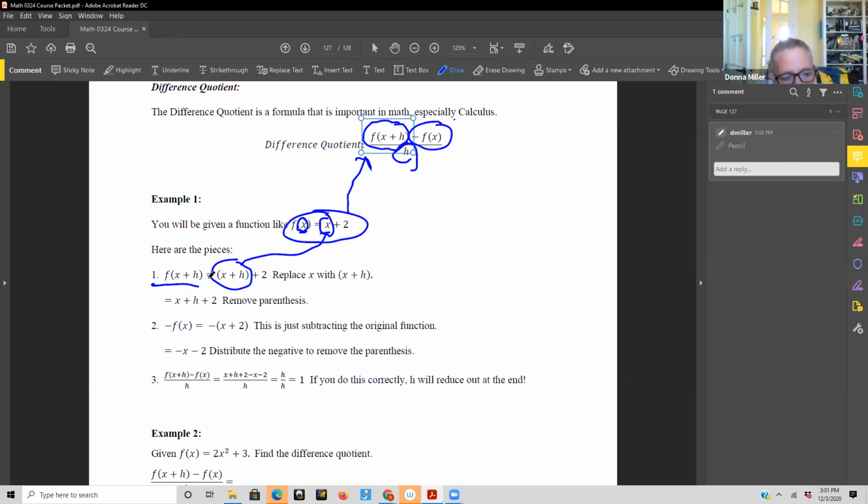All right, and I don't need the parentheses here because you're just adding, so I simplify it. It's x plus h plus 2. So that is f of x plus h. That's step 1. Step 2, do negative f of x. I like doing the negative with it. That way you don't forget.